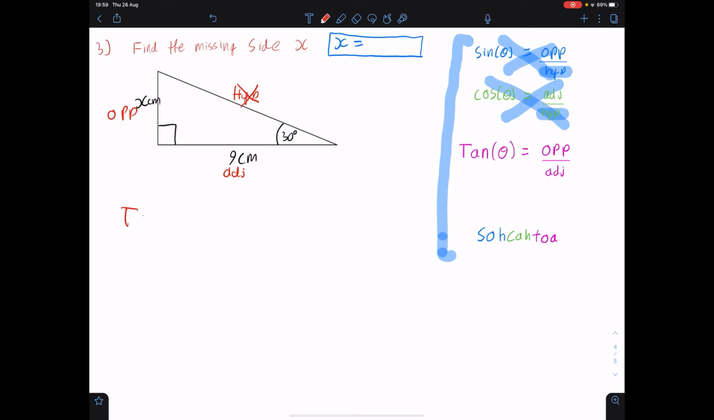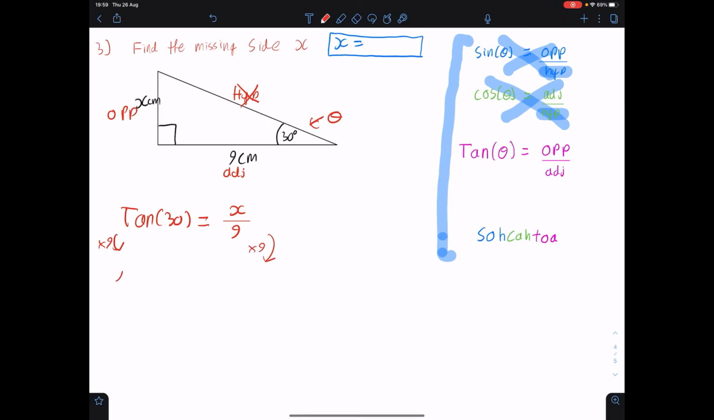So doing this, we have that tan of 30. We get 30 from the angle that we know, which is just represented by theta, is equal to the opposite. Well, here, the opposite is just x, and that is divided by the adjacent, and here, the adjacent is just 9 centimeters. So all we need to do now is rearrange this equation for x, and that will be the length of our side. So to do this, we just need to times both sides of this equation by 9.